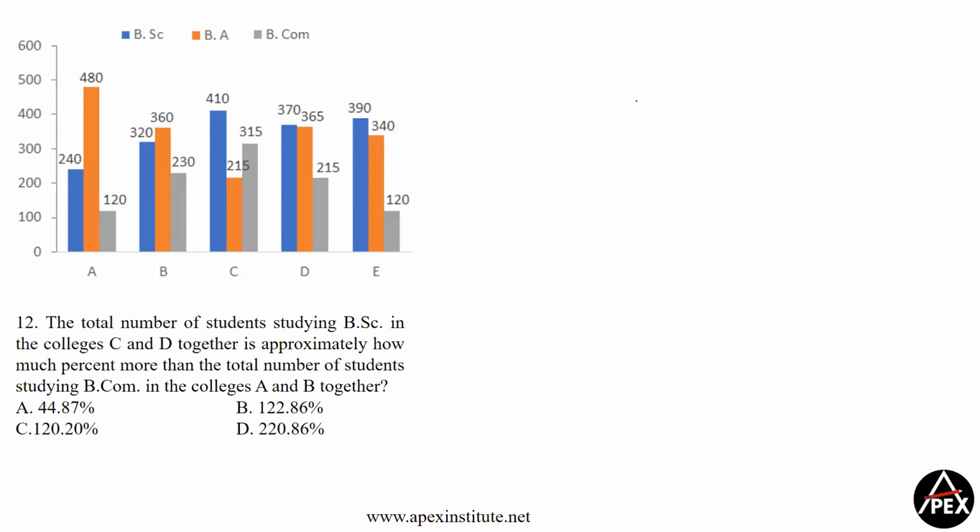Now coming to 12th question. The number of students studying BSc in the colleges C and D together. So BSc in the colleges C and D. So 410 plus 370, 880 is approximately how much percent more than total number of students studying BCom in colleges A and B. Okay, sorry, my bad, 780. Yeah, this is 780. Okay, and 120 and 230. This is 350, isn't it?